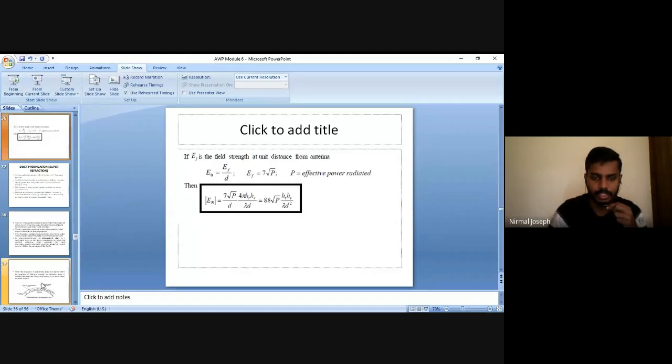We will move on to the next slide. If EF is the field strength at unit distance from antenna, we are just rearranging this equation based on the expression for power. So E naught can be written as EF divided by D, and EF in terms of power we can represent as 7 root P. Just substitute this 7 root P by D in place of E naught in the previous equation.